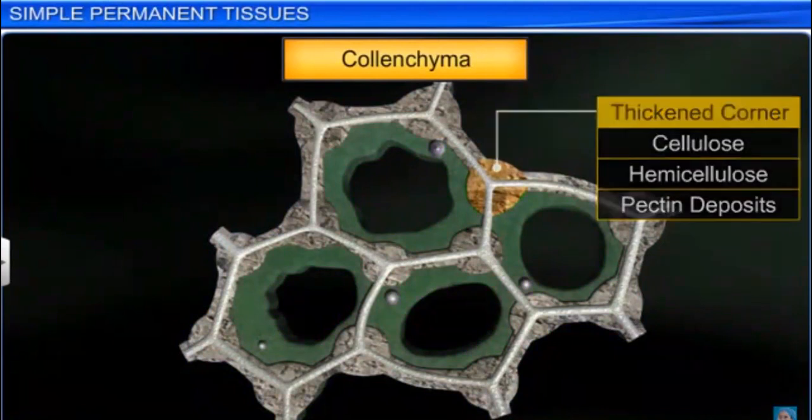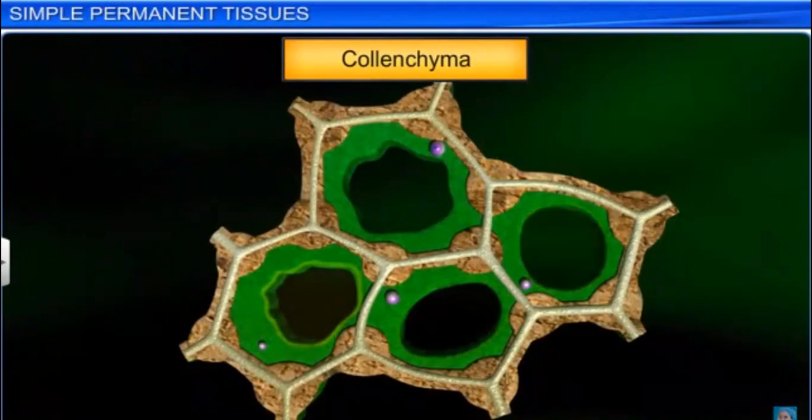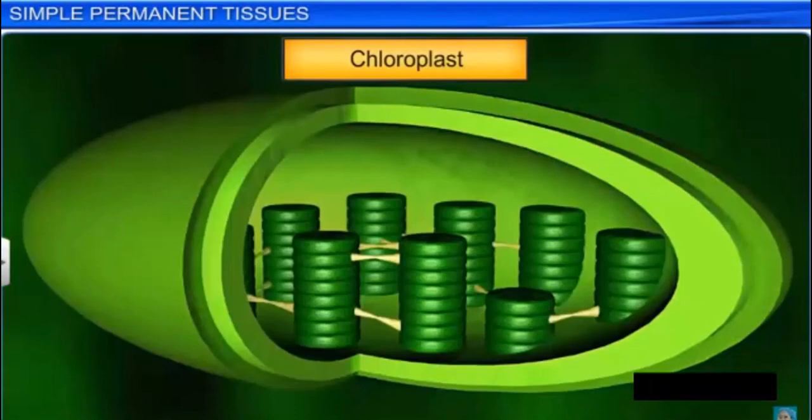They may be oval, spherical, or polygonal in shape, and there is no intercellular space between them. These cells often contain chloroplasts and assimilate food by the photosynthetic processes.